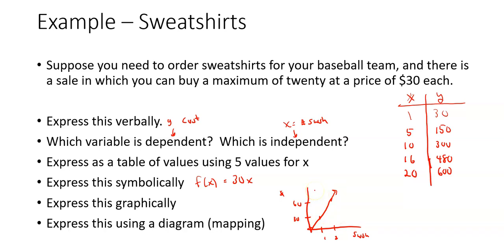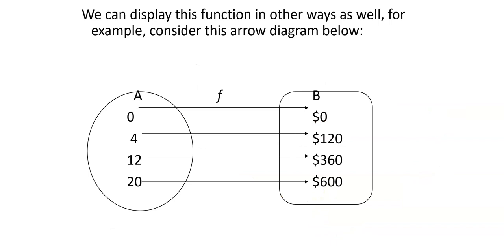All right, express using a diagram. A diagram is a mapping between 2 sets. So here is an example of a mapping diagram. Set A is the number of sweatshirts, and set B is the cost. Now, there's no meaning to the way these things are drawn in terms of, well, one of them has an oval and the other one looks more like almost a rectangle, but not quite. No, we're just going to make a picture of a set. It doesn't really matter how it's set up.